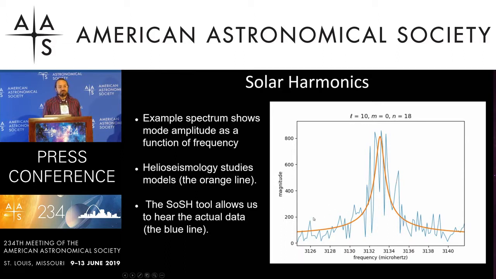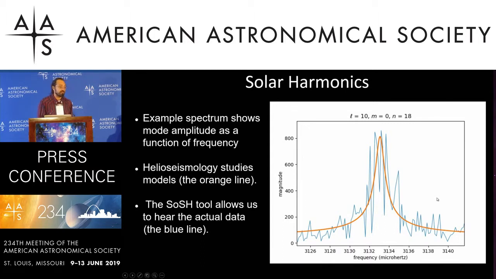The thing about helioseismology is it works all in terms of mode parameters. So basically, it studies the orange line here. And typically just the peak frequency is what we use for helioseismic inversion. We measure the amplitude and the width of this peak. But as you can see, there's a lot more going on here, a lot more information contained in the data than is captured by this simple mode fit.